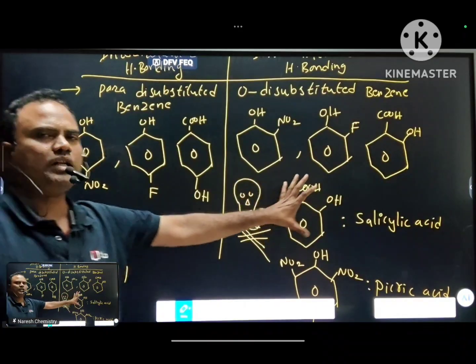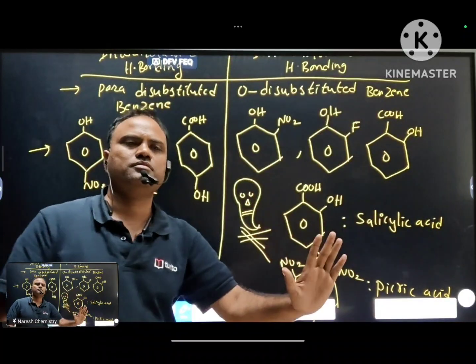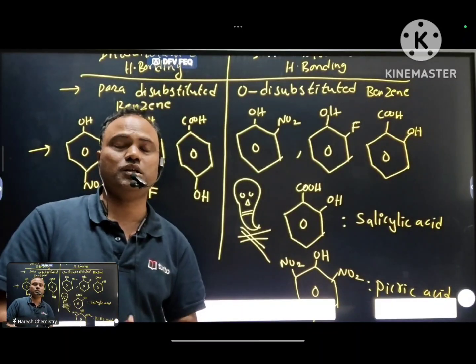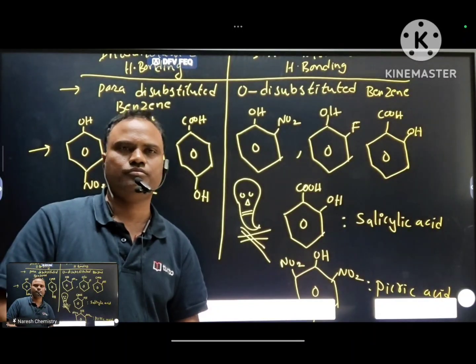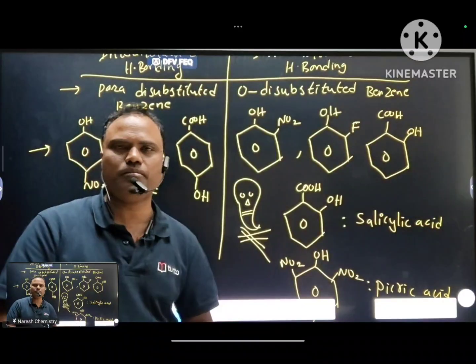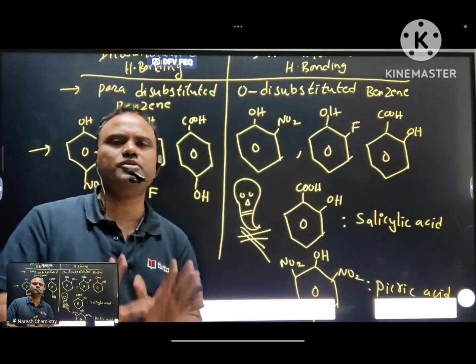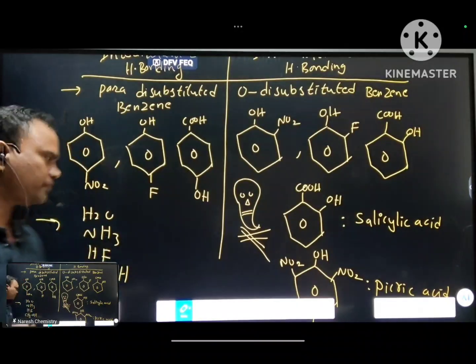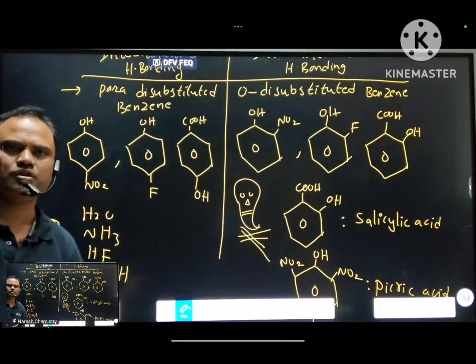Very simple. One trick: intra means ortho. And one more example, malic acid. But in general, intra means ortho. Inter means para. Inter means para. Along with that, some additional examples. Okay.